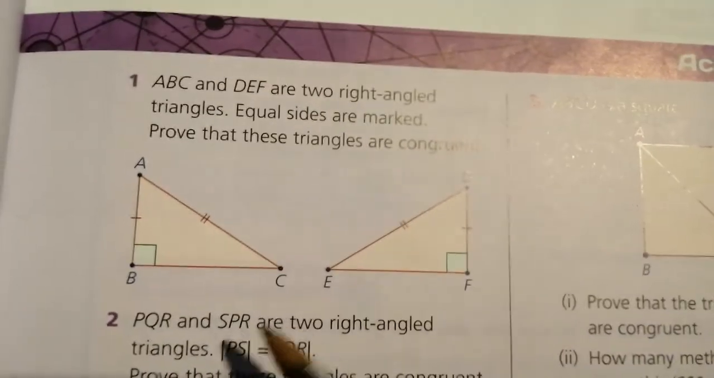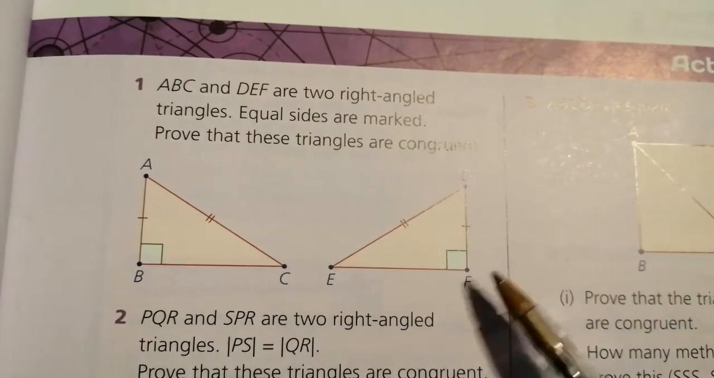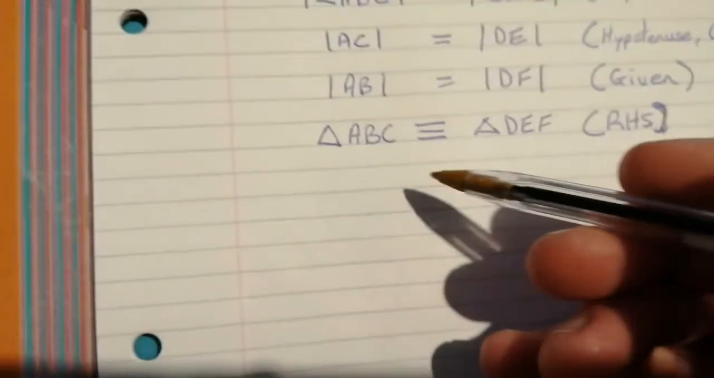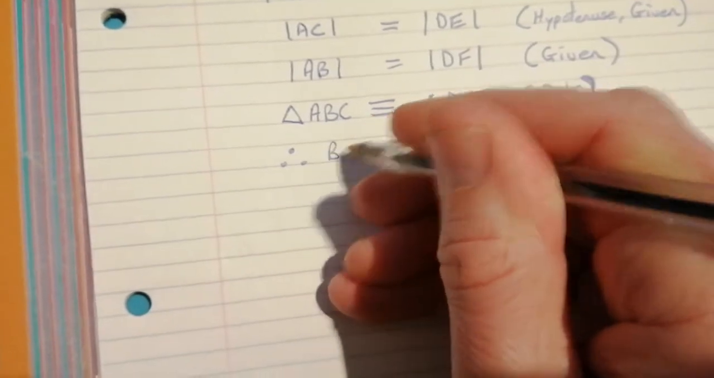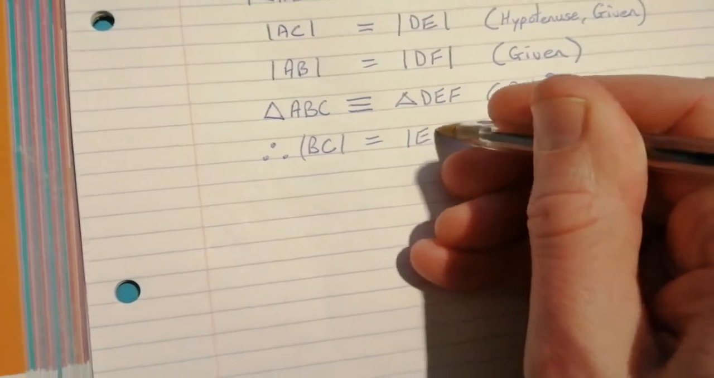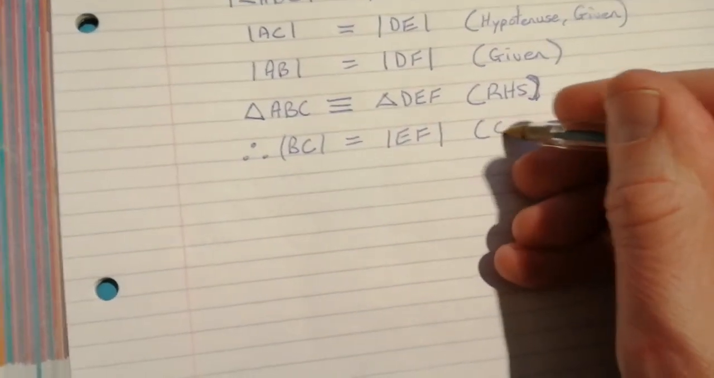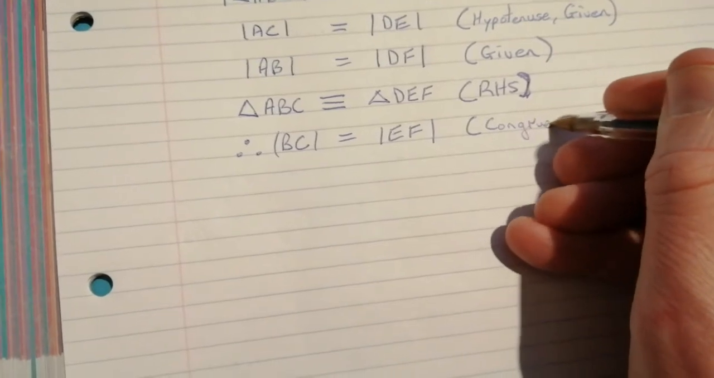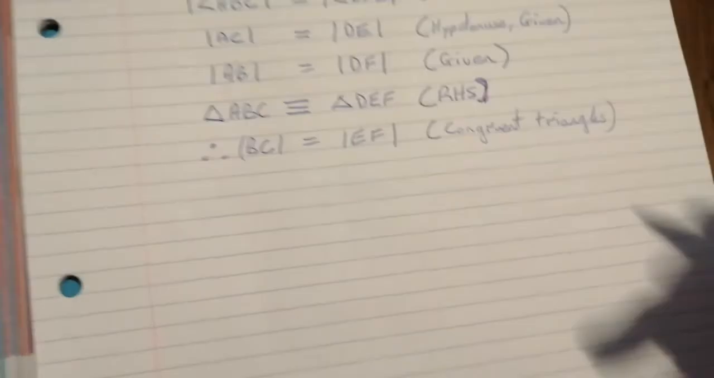In some questions, they might ask you an extra little thing. They might say, prove that they're congruent and therefore prove that BC is equal to EF. Well, all you have to do is add an extra line saying, therefore, BC is equal to EF. Because if they're congruent triangles, then all of their sides and all their angles must be equal. So your justification here is congruent triangles, because you've just proven that.